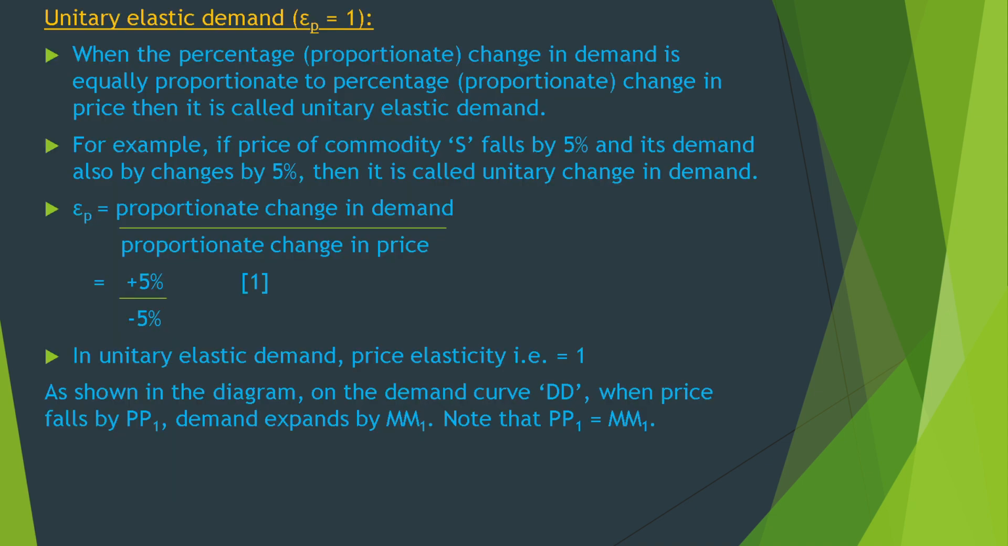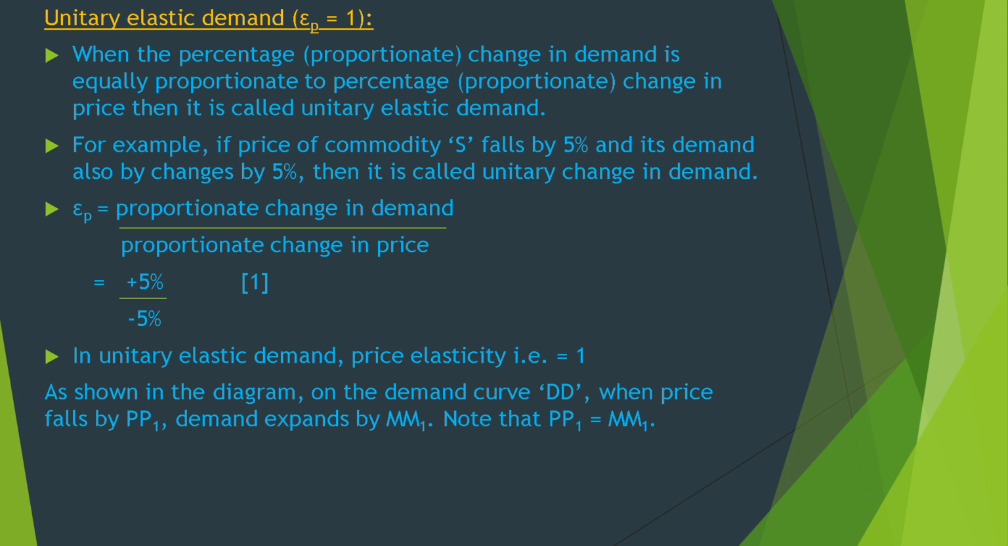Unitary elastic demand, EP equals 1. When the proportionate change in demand is equal to the proportionate change in price, then it is called unitary elastic demand. For example, if the price of commodity S falls by 5% and its demand also changes by 5%, then it is called unitary elastic demand. EP equals proportionate change in demand divided by proportionate change in price equals plus 5% divided by minus 5% equals 1. In unitary elastic demand, price elasticity, that is EP, equals 1.